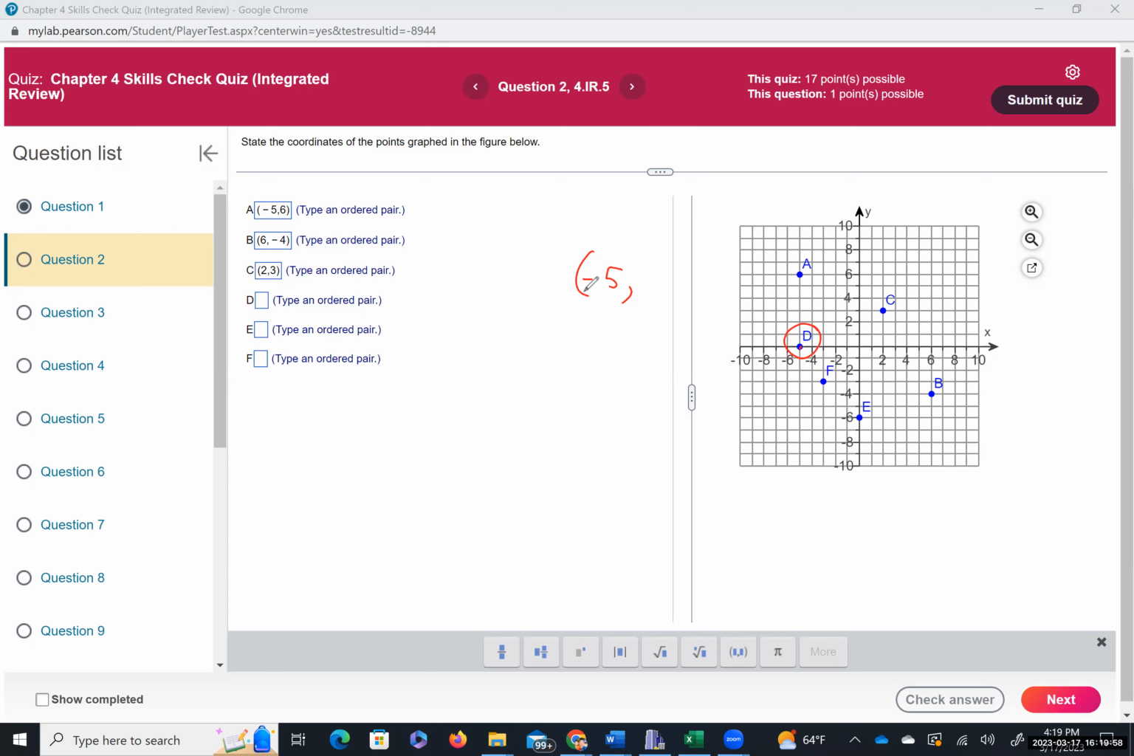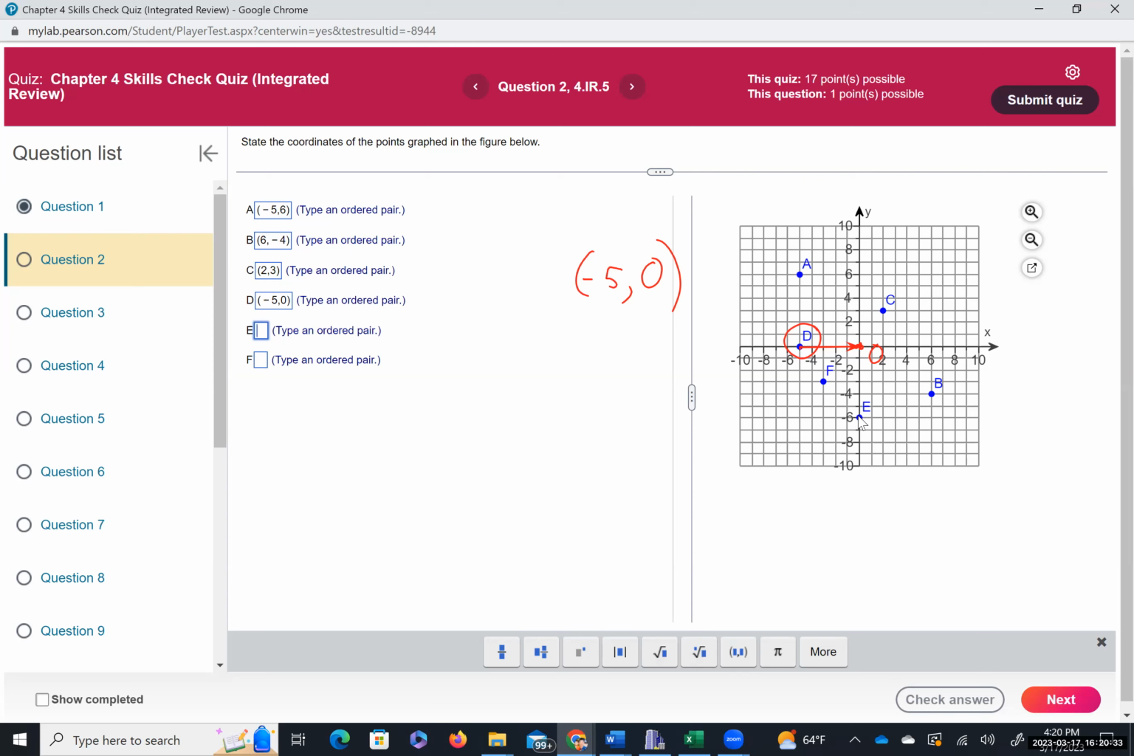And for the y value, if you draw the horizontal line, you see it's actually going to go to the origin here. We're at 0 for the y value. So that's where we use 0. So D is (-5, 0).